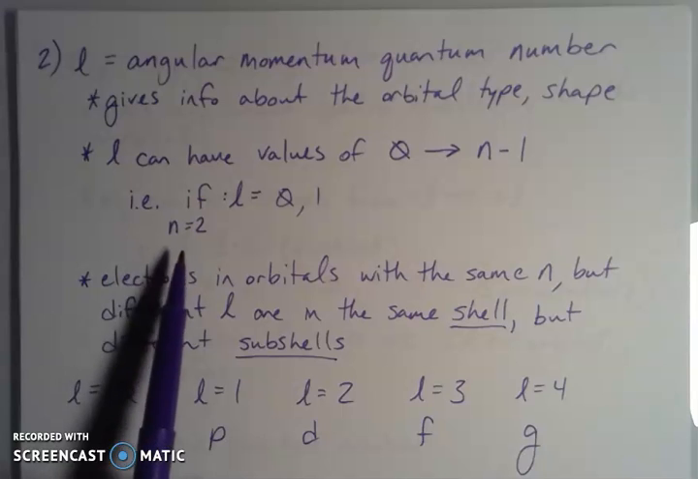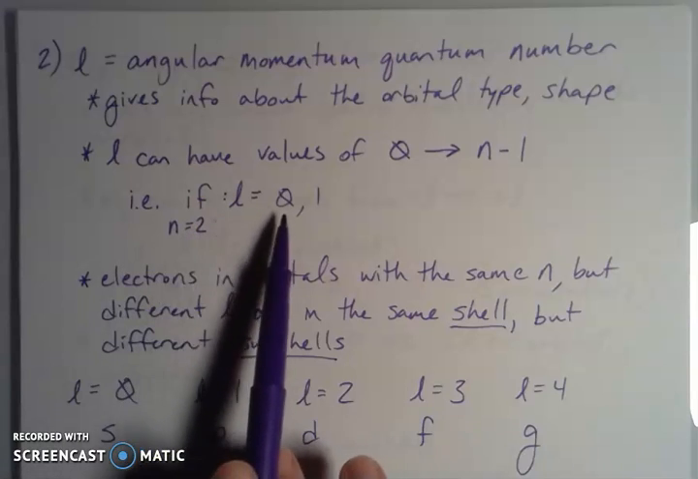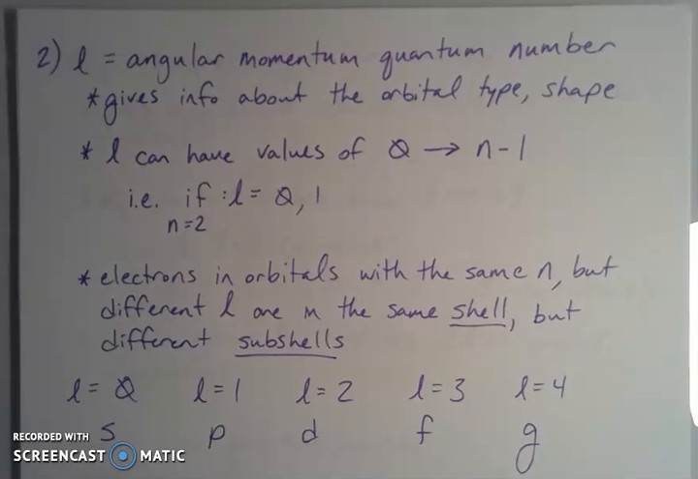So for example, if I'm in the second shell, n equals 2, then L can either be a 0 or a 1. So I can have two options here if n equals 2. If I'm in a greater shell, then I can have greater numbers of L values. So it all depends on what shell I'm in as to which orbital type will be present. So there's only certain types of orbitals in the different shells.